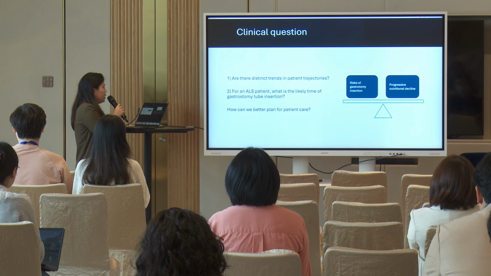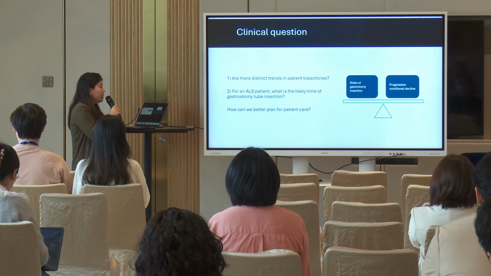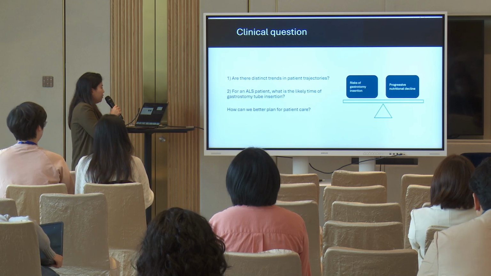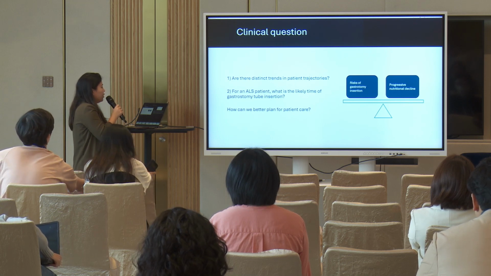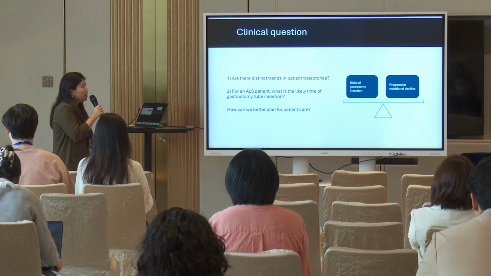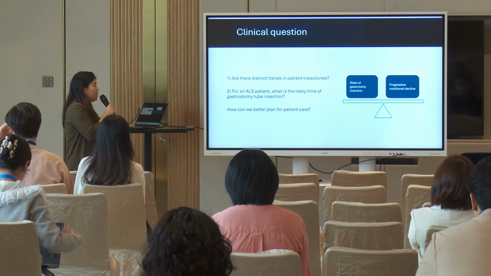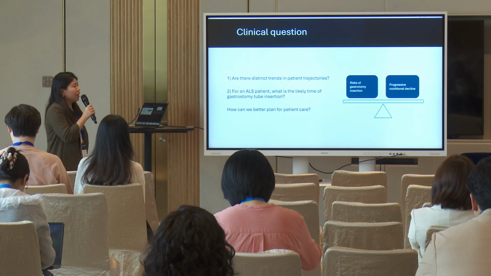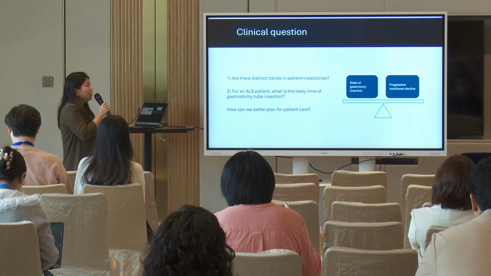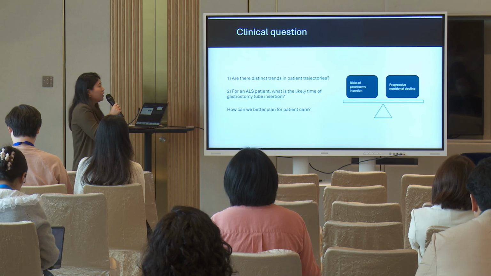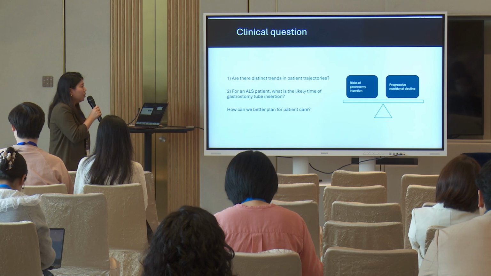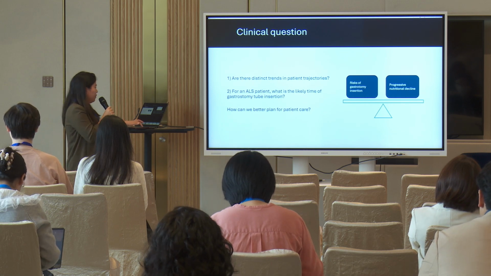So while treating ALS patients, there is a need to balance progressive nutritional decline requiring tube insertion against the risks of tube insertion. So we set out to ask the following questions. Number 1, are there distinct trends in patient trajectories of decline? And number 2, can we predict for a patient what is the likely time of gastrostomy tube insertion? Ultimately, we hope to better plan for patient care.